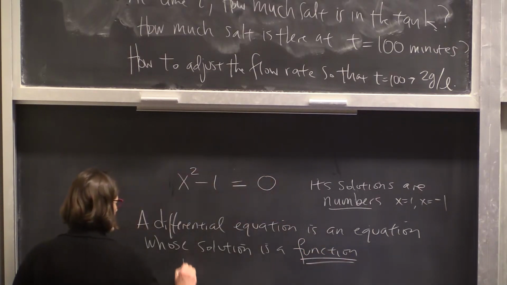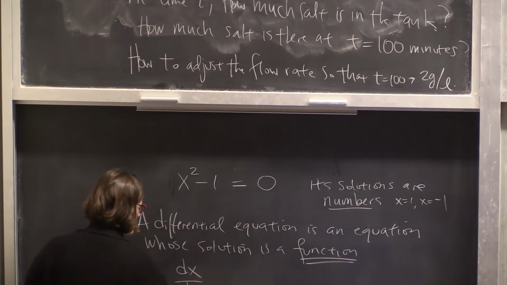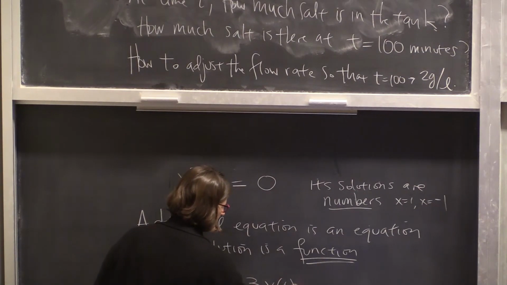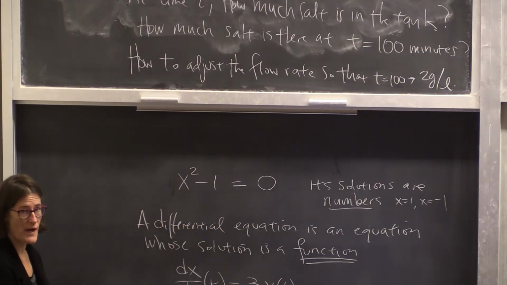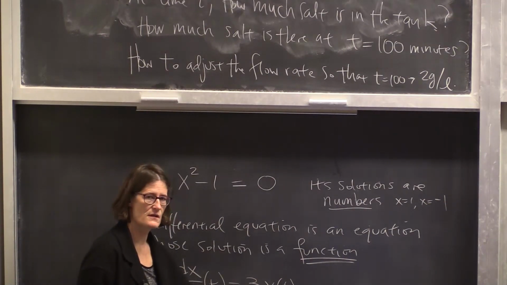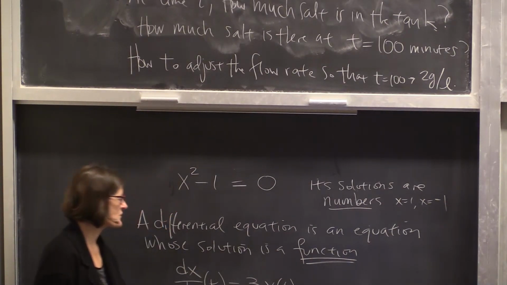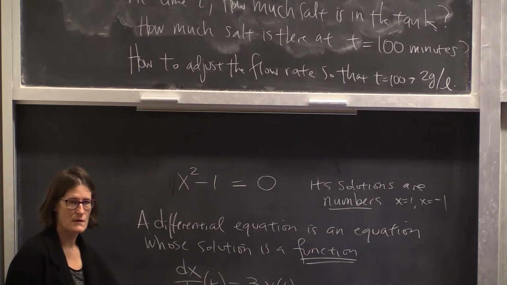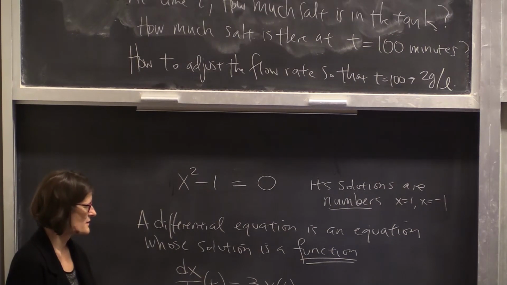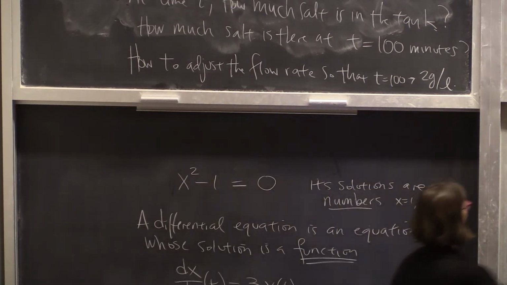So for example, dx/dt equals 3x of t. This is an equation which involves a function and the derivative of the function. Its solution is not going to be a number. Its solution is not going to be a vector. Its solution is going to be a function. We are seeking a specific function that satisfies that differential equation.